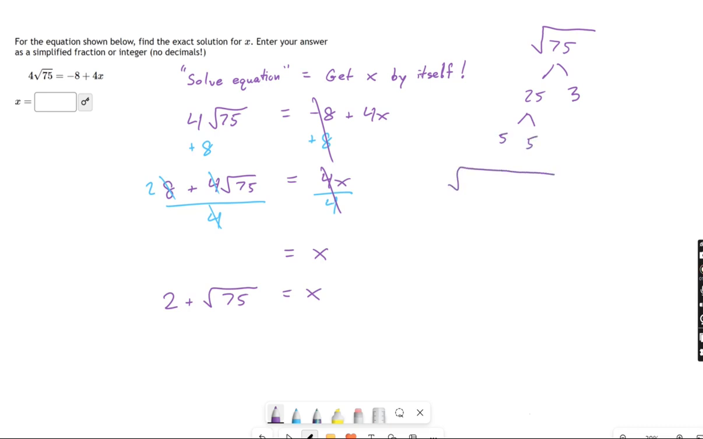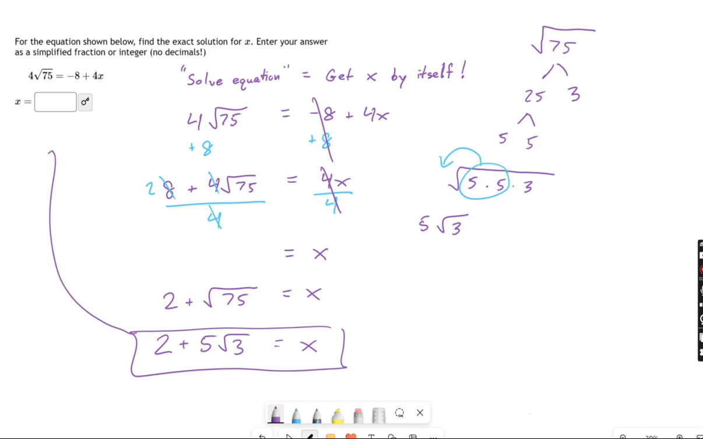So what I'm really talking about with square root 75 is square root of 5 times 5 times 3. And two of those numbers, the 5s, are going to pull out. And then you get a 5 square root 3 in reduced form. So instead of saying 2 plus square root 75, what we should say is this: 2 plus 5 square root 3 equals x. Now that's our answer. And that's what's going to go up in this box right here.